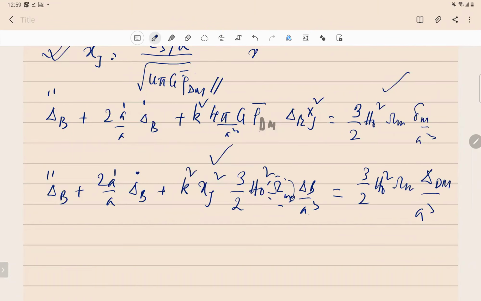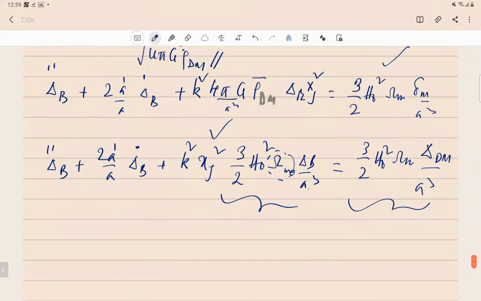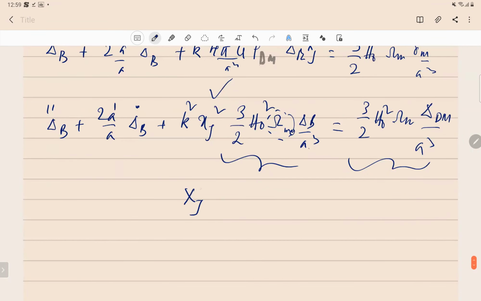So now you see the moment we introduce the Jeans scale, this term and this term are exactly the same, which allows for some convenient solution, except that this x_J, which I've written, is a horrendous function. I'm just calling it some x_J. It's not going to solve our equation. It's a function of a.